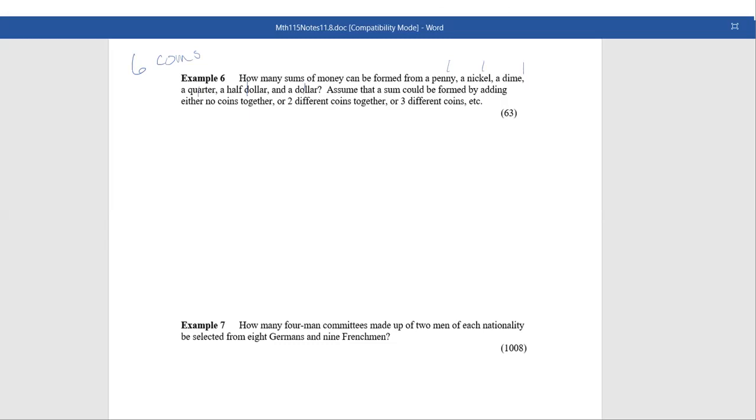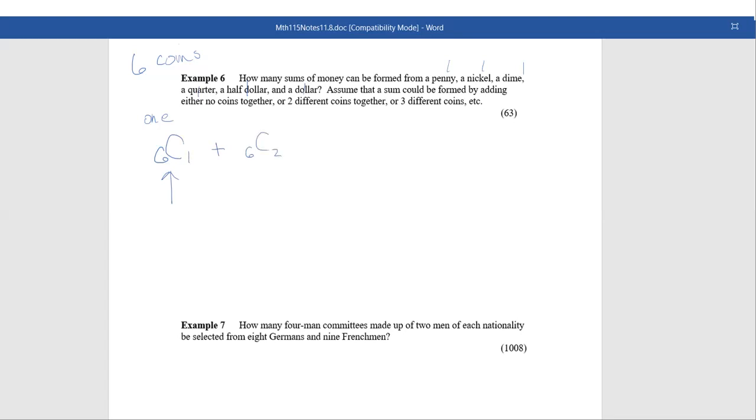How many different sums? Well, we already saw that you might pick 1 coin. If you just pick any 1 coin, how many ways can you do that if you have 6 coins? Well, 6. In other words, you're taking 6 coins 1 at a time. Then over here, let's pick any 2 coins and add them together. That will give you a sum. The first one is a sum, but it's only 1 coin. The next one will be 2 coins, any 2 coins.